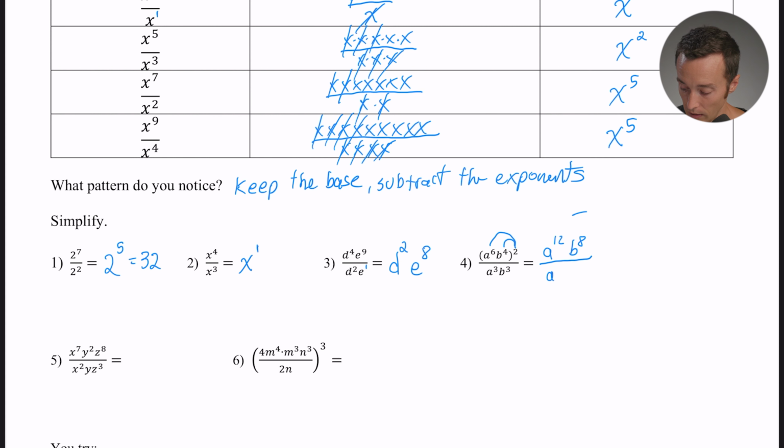Now that stuff on the bottom doesn't actually change. We're going to just leave it as is. So a to the 3rd, b to the 3rd. So that's correct. It's just not finished yet.